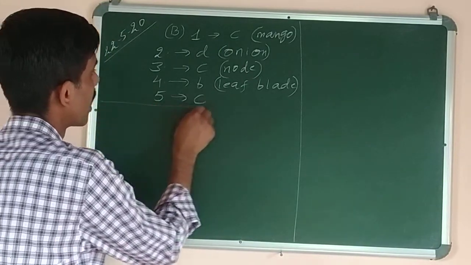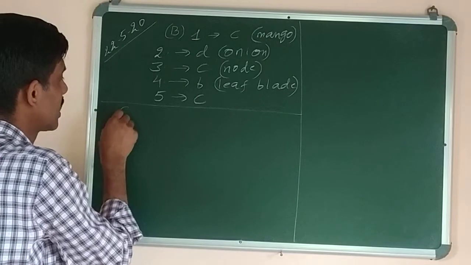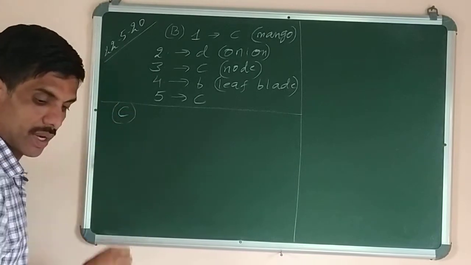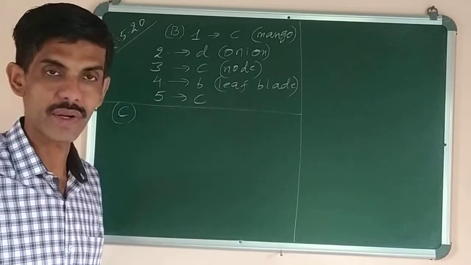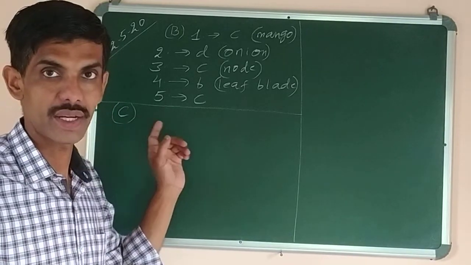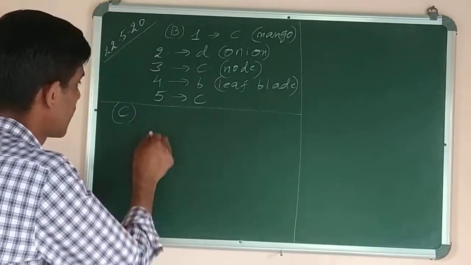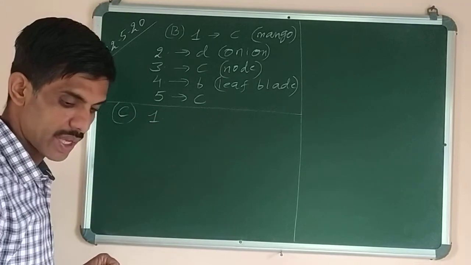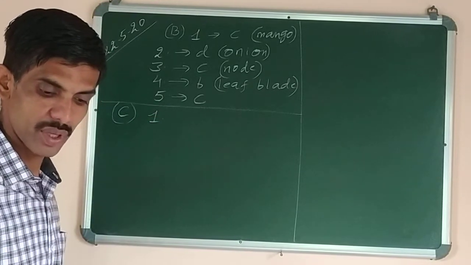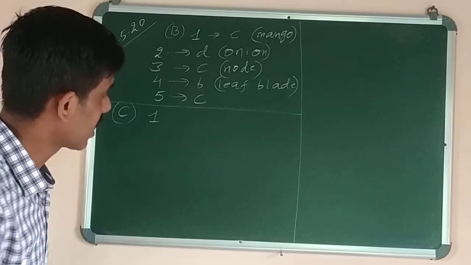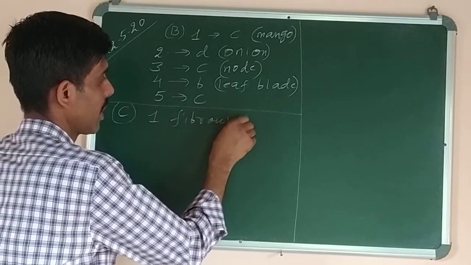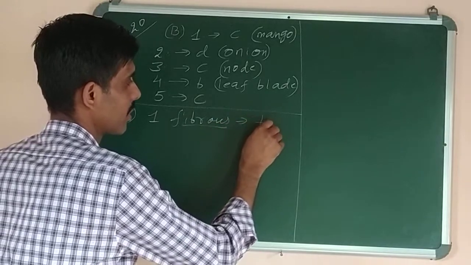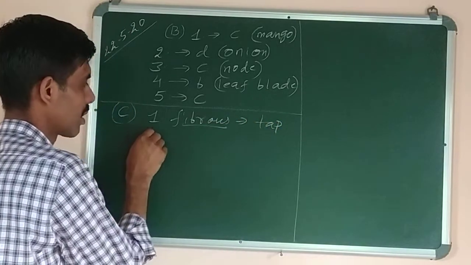Okay. Now question number C, next question. The next question is, correct the false statement by changing the underlined words. Already we had done it in the in-text question also. So what is that? Number 1, rose has fibrous root. So what is the underlined word? Underlined word is fibrous. So we have to change this one into taproot. Rose has taproot. Got it?